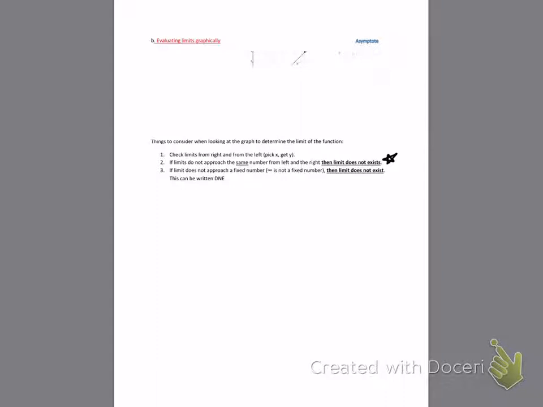Third thing to consider: if the limit does not approach a fixed number, and infinity is not a fixed number, then the limit does not exist. Whenever the limit does not exist, you can just write that as DNE, does not exist. So for a limit to exist, you have to converge on the same y value as you approach the x value of the function from the left and from the right. If you don't, the limit does not exist.